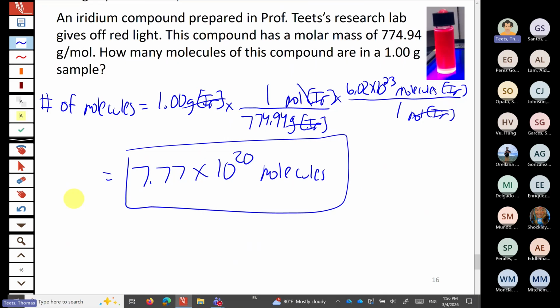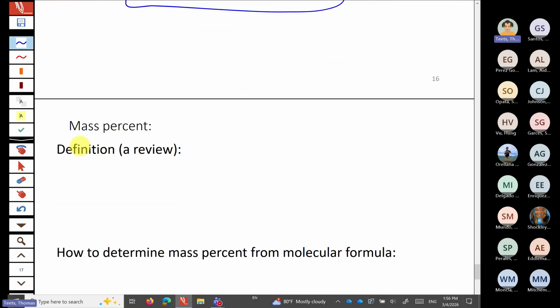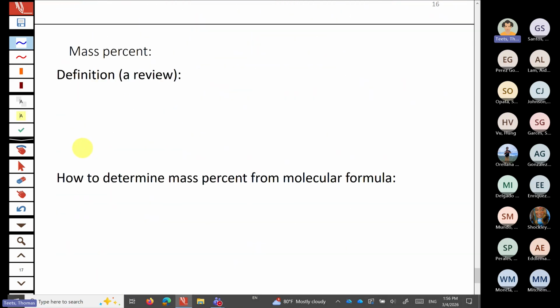All right, so the next topic we're going to move to for the rest of today is going back into mass percent and how we relate this to the molecular formula.